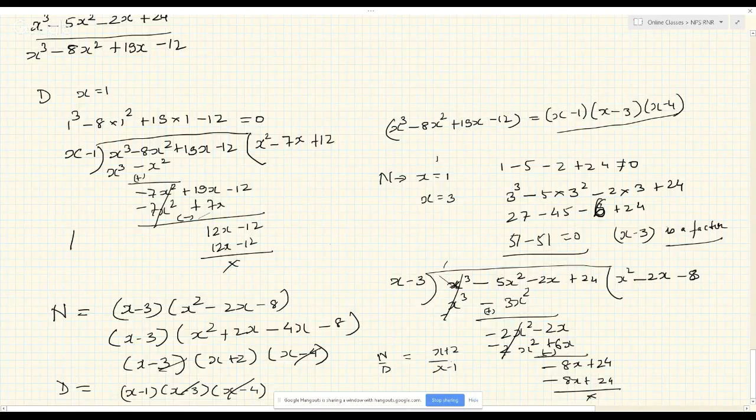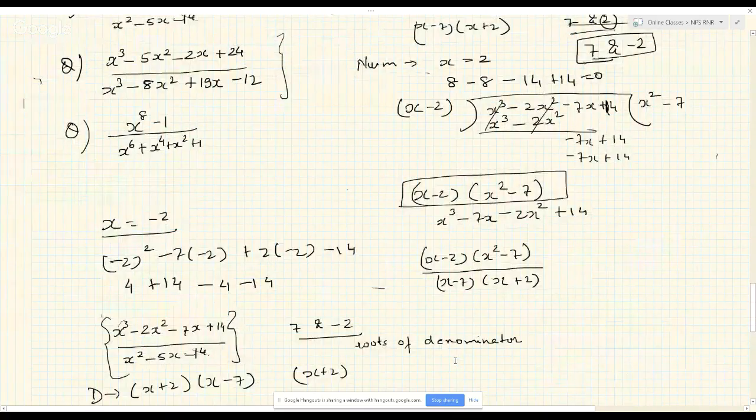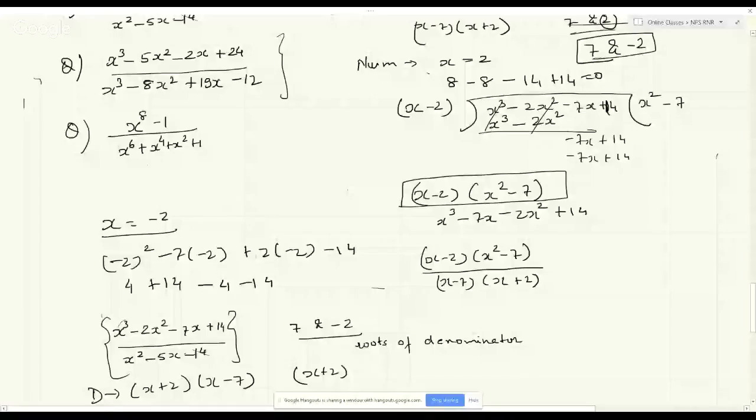What's the third question? So the third question was this. X to the power 8 minus 1. All of you got it? X to the power 8 minus 1 divided by x to the power 6 plus x to the power 4 plus x square plus 1. Here is the third question. Sushant got it, I think.